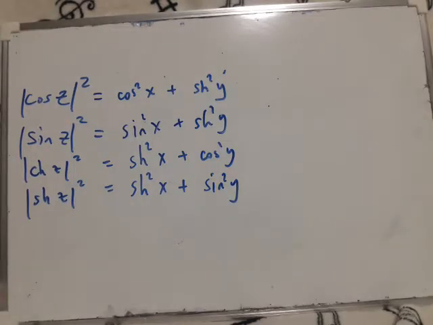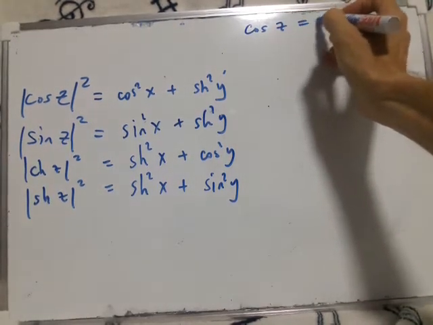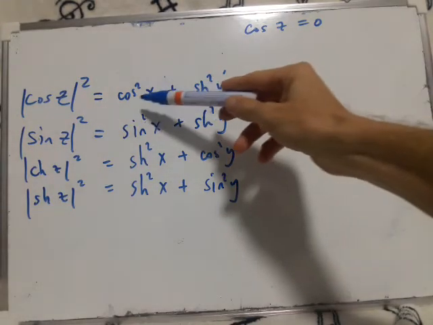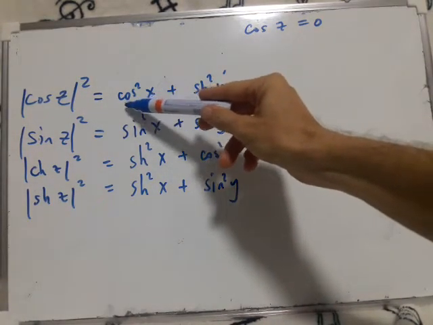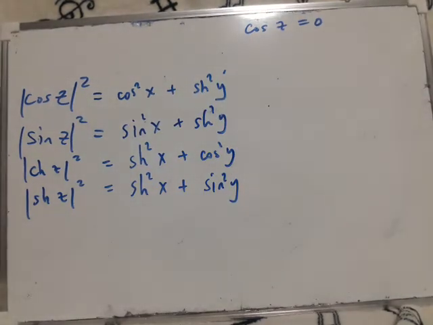So these results are useful when we want to find the zeros of cos, sine, cosh and sinh. So what do we mean by zeros? Simply the values of z such that cos z is 0. So if we try to solve this, cos z equals 0, then how do we get 0? Well, it's only going to be 0 if both cos x and sinh y are both 0.